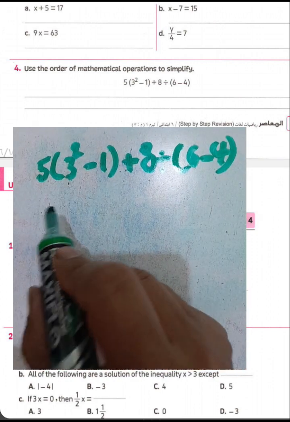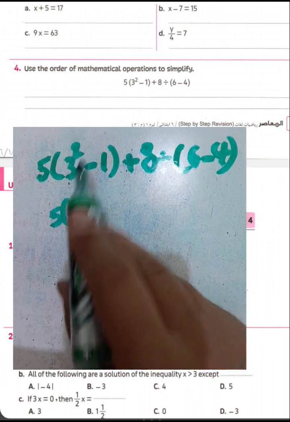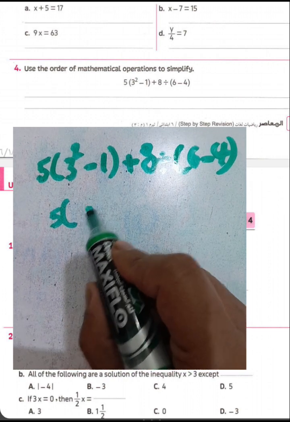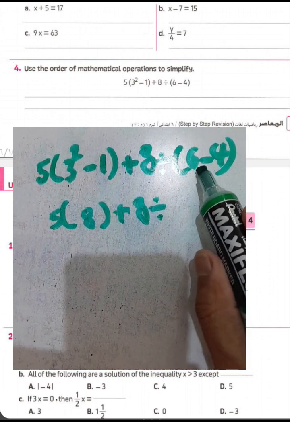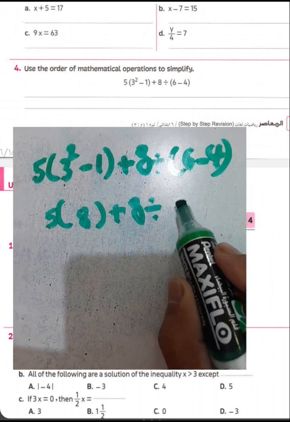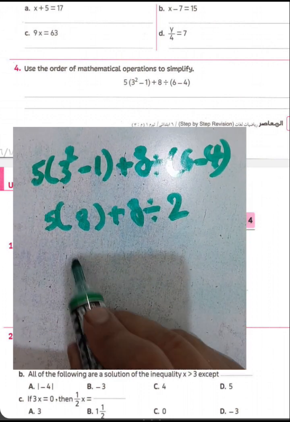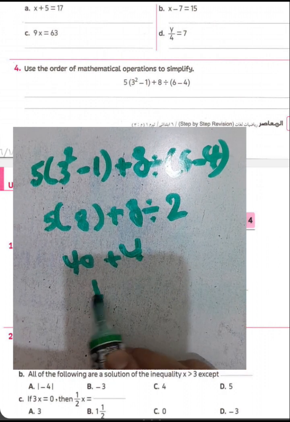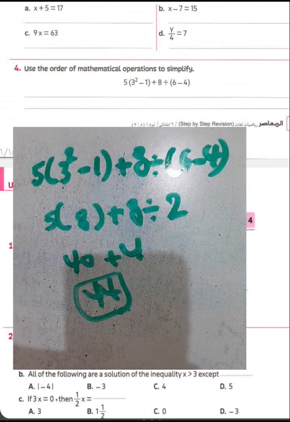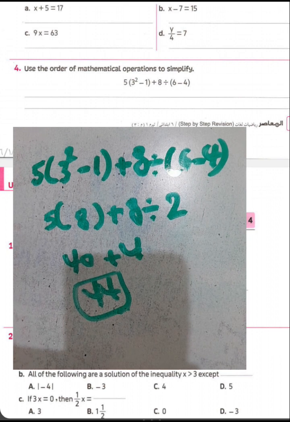We know 5 is the coefficient of this parenthesis. 3 power 2 equals 9. 9 minus 1 equals 8, plus 8 divided by the difference between 6 and 4. 6 minus 4 equals 2. And then 5 times 8 equals 40, and 8 divided by 2 equals 4. Then the result will be 44. Understood? It's the result of this question. Question number 4, the result here will be 44.